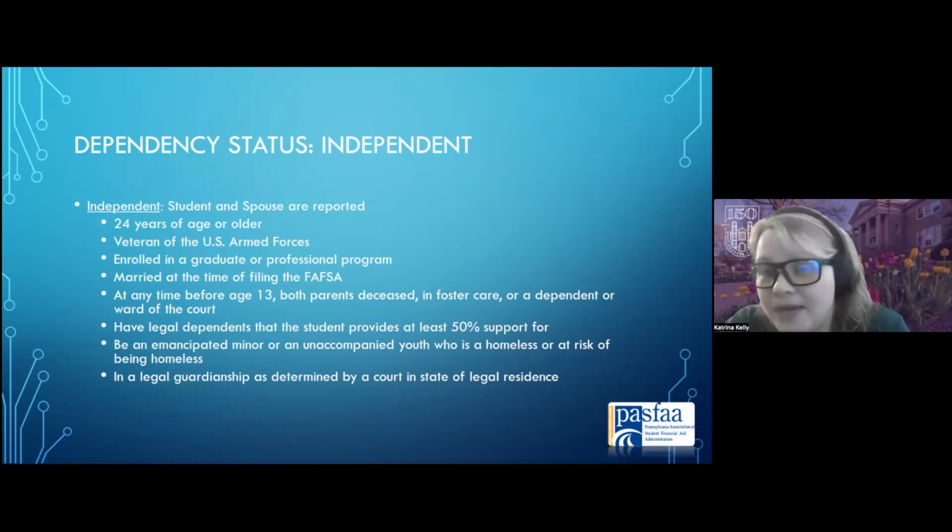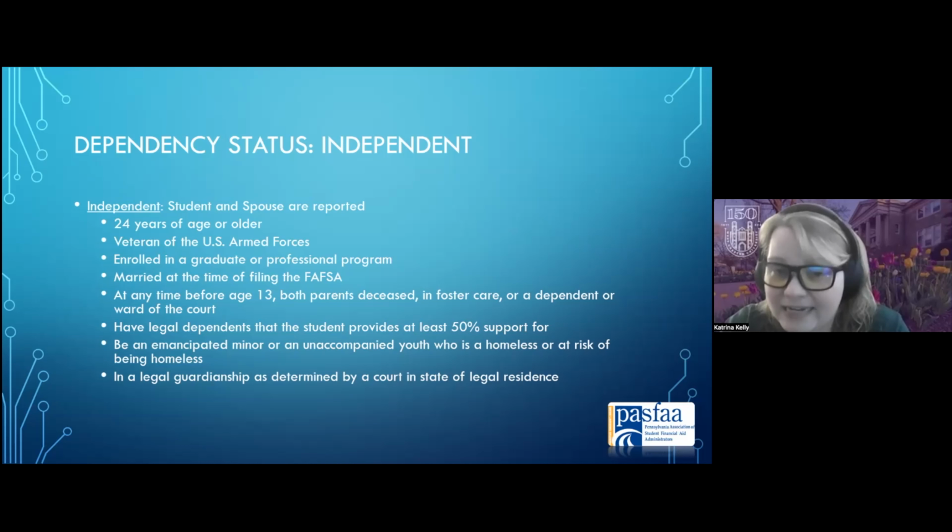So, I don't live with my parents. They don't provide any financial support for me. I rent an apartment. They're not giving me any money, and they're not going to be giving me any money for college. That doesn't matter. A parent's refusal to pay for college is not a reason to be an independent student. So I'm going to repeat that: a parent's refusal to pay for college does not make a student an independent.